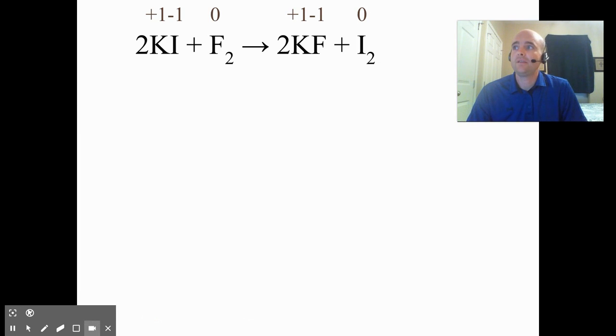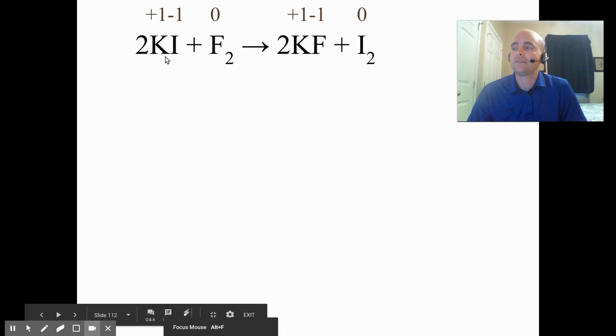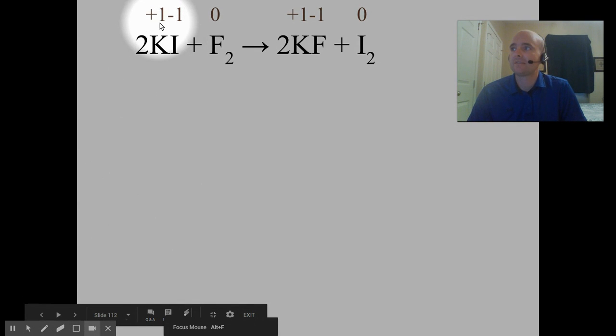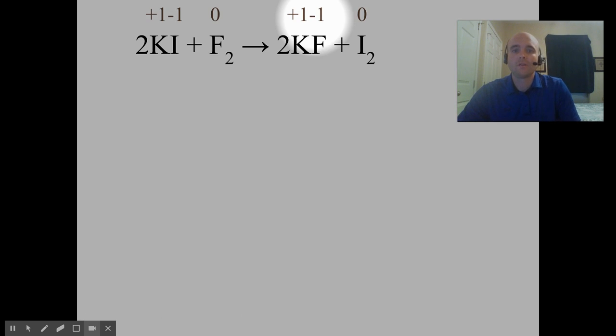Then try to see if you could identify and see which states are changing. So I know that the potassium is a plus 1 over here and a plus 1 over here, so it's not changing. The iodine is a minus 1 here, but a 0 over here. The fluorine is a 0 here and a negative 1 here. Use some visual examples to try to help you along the way.